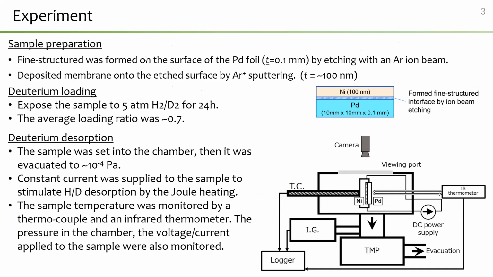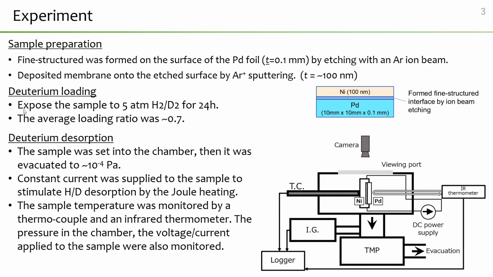The fine structure was formed on the surface of the palladium foil with a thickness of 0.1 millimeter by etching with an argon ion beam, and a membrane was deposited onto the etched surface by argon sputtering. The thickness of the membrane is about 100 nanometers. So this is a sample we have fabricated and used in the study.